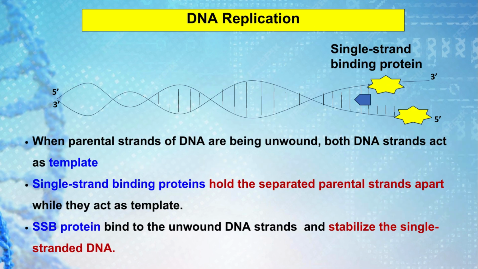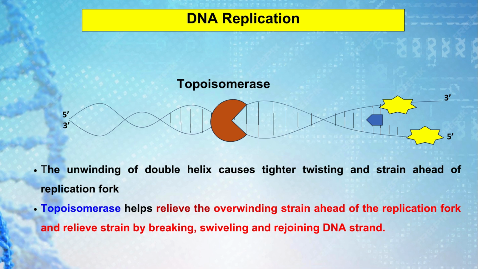When the parental strands of DNA are being unwound, both DNA strands act as templates. Single strand binding proteins hold the separated parental strands apart while they act as templates. SSB proteins bind to the unwound DNA strands and stabilize the single-stranded DNA. The unwinding of the double helix causes tighter twisting and strain ahead of the replication fork.